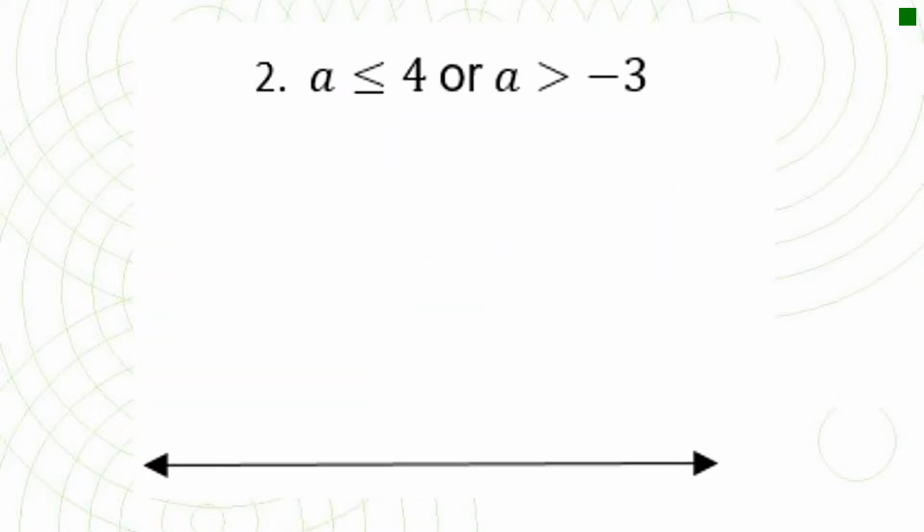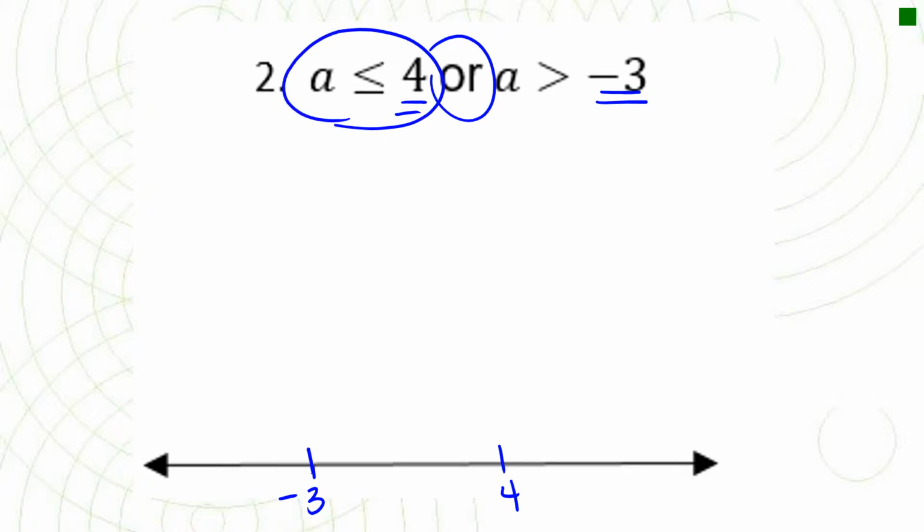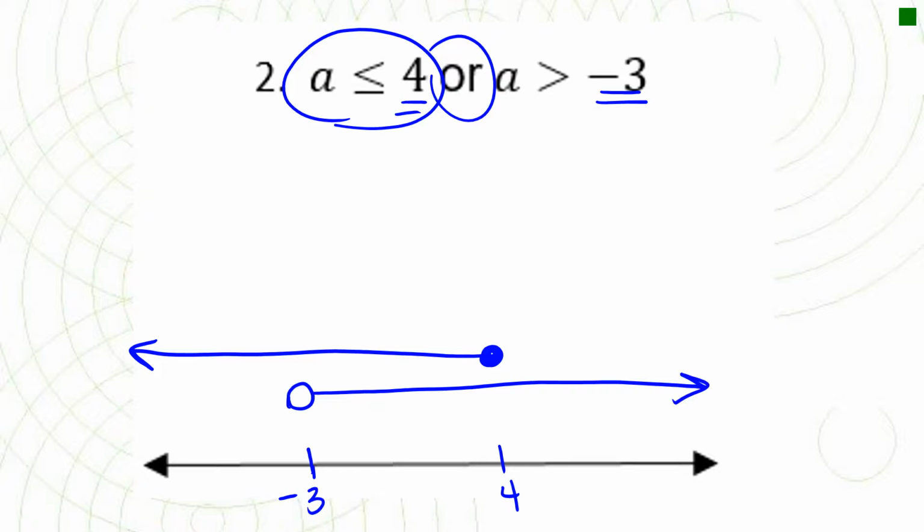All right, moving on to number 2. This is an or. On an or, I bring both of my graphs down. I have the numbers 4 and -3, so I place those on the number line. I'm going to put the -3 on the left side and the 4 on the right. Then I'm just going to graph them one at a time. I start with the first one: A is less than or equal to -4. I know it's going to be a solid dot because it's got the line under it, and I go to the left. My next graph is A is greater than -3. That's an open circle, and I go to the right.